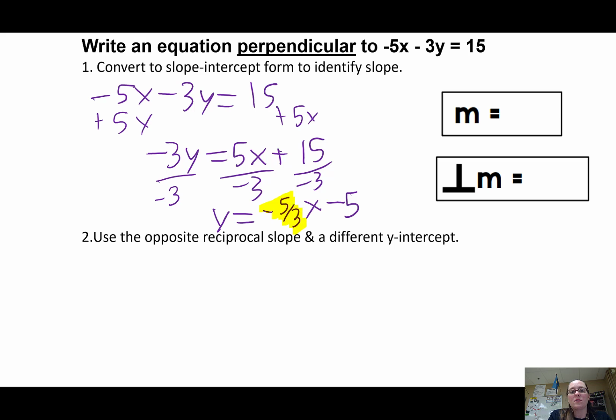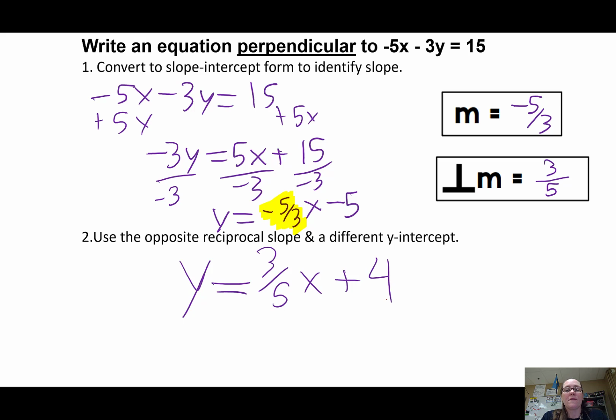The only piece of information out of that equation that I am interested in is this piece right here. That's my original slope, -5/3. Now I want the opposite reciprocal. That means I flip the fraction and change the sign. Flipping the fraction makes it 3/5. Changing the sign makes it positive. So now all I have to do is write the equation with a different y-intercept. So we're going to get y is equal to 3/5 x, and let's do plus 4.